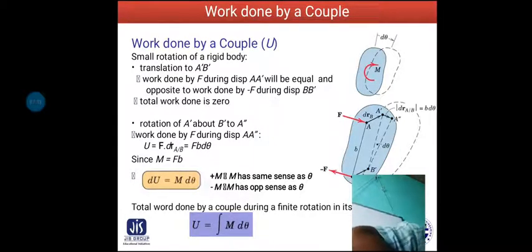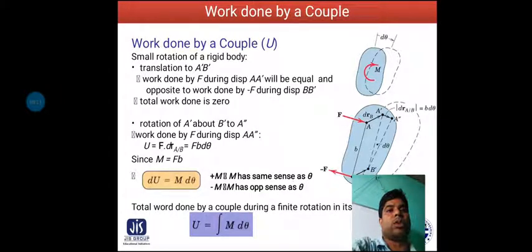So small rotation about a rigid body, so translation to AB, translation to A dash B dash. So work done by F during displacement A dash will be equal and opposite to work done by minus F during BB, and total work done is 0.